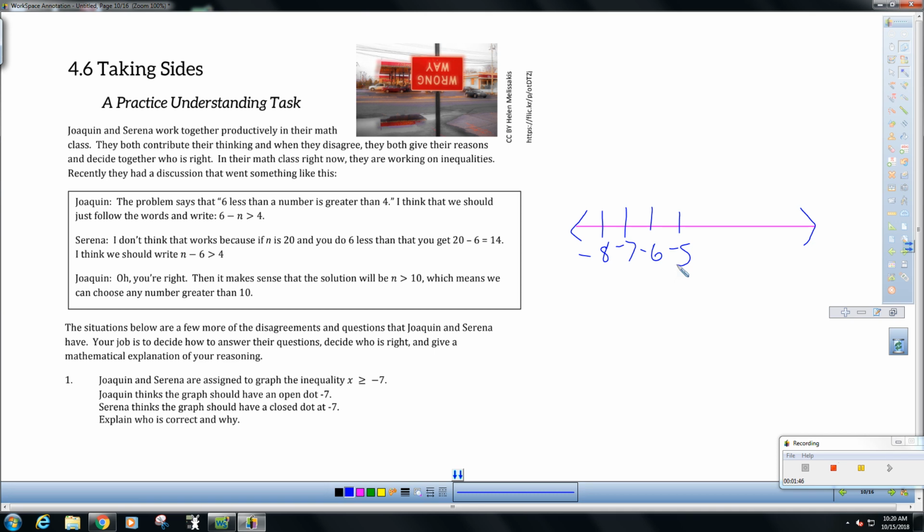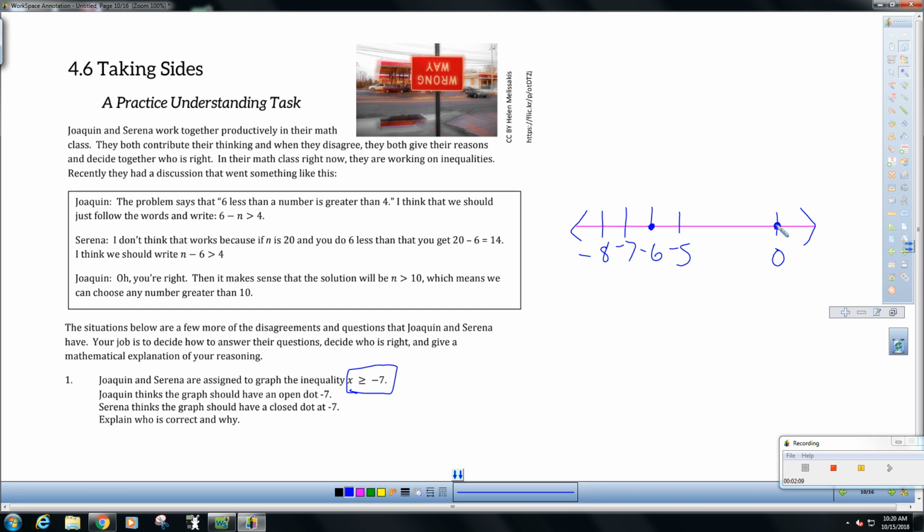Now, it always helps to read this out loud. X is greater than or equal to -7. It's telling us what x is allowed to be. So is x allowed to be -6? Sure it is. -6 is bigger than -7. Is x allowed to be 0? Sure. X is allowed to be 0.